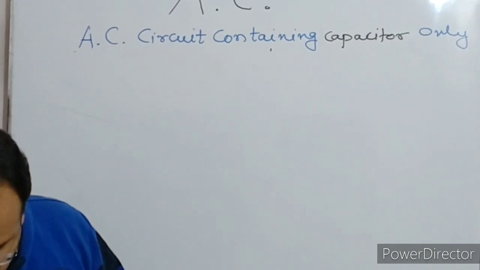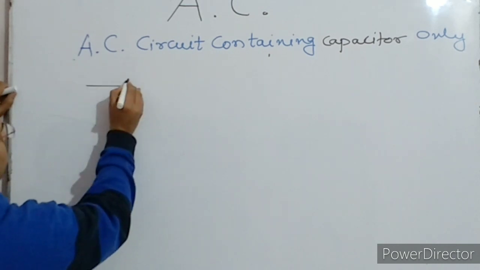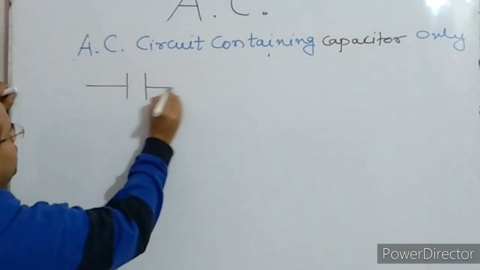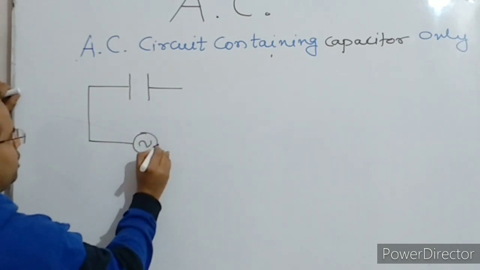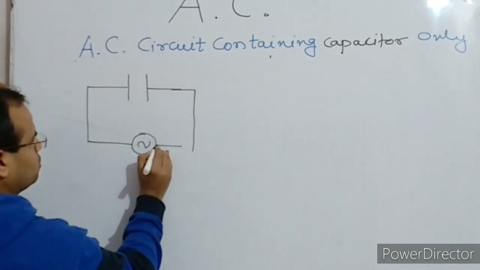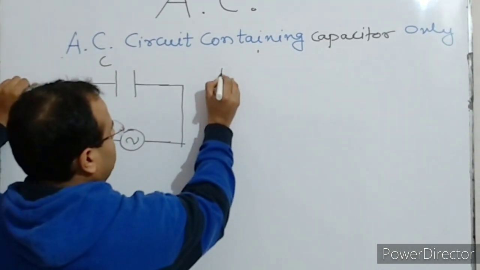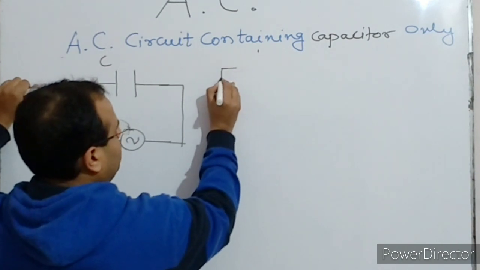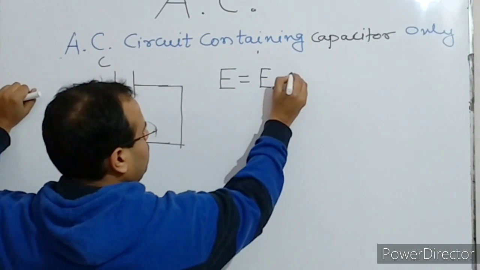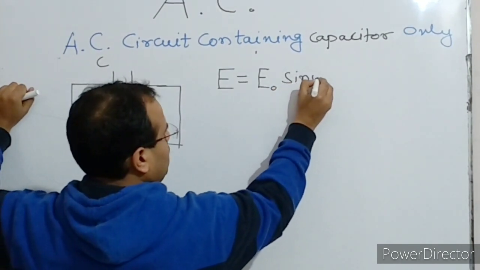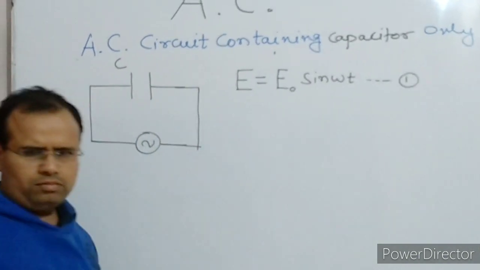So when only a capacitor is connected, the circuit would look like this. This is how only a capacitor is connected here. This is the alternating EMF source, and this is the capacitor. Now let us consider that the alternating EMF is given by E equals E naught sin omega t. This is equation number 1.